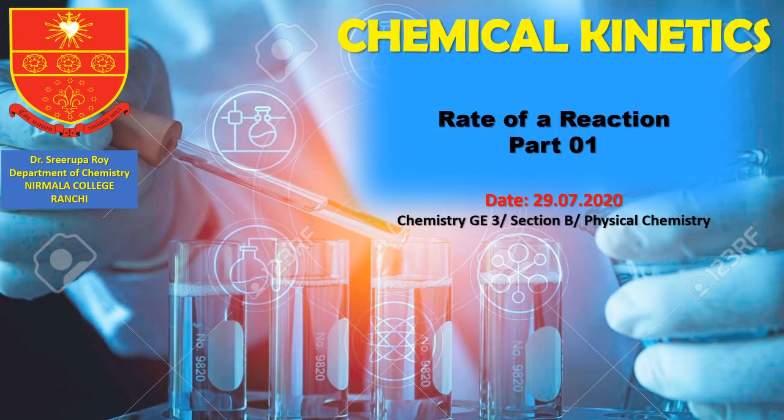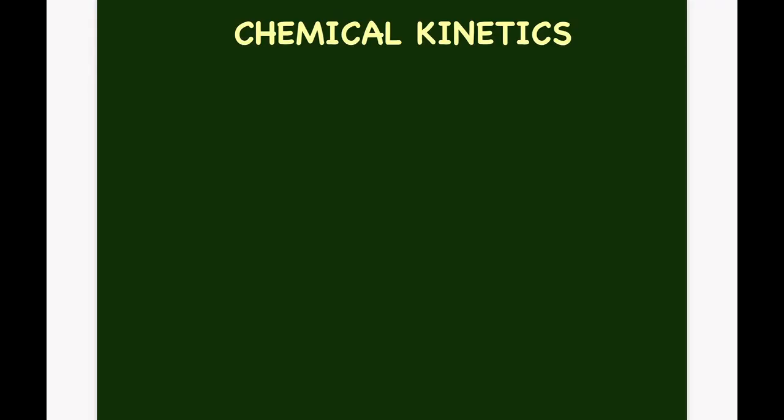Good morning, students. In today's class, we will start a new chapter, that is chemical kinetics. And in today's lesson, we will study the rate of a chemical reaction, how to express it mathematically, and how to measure it graphically. So chemical kinetics is that branch of chemistry that deals with the study of rates of chemical reactions.